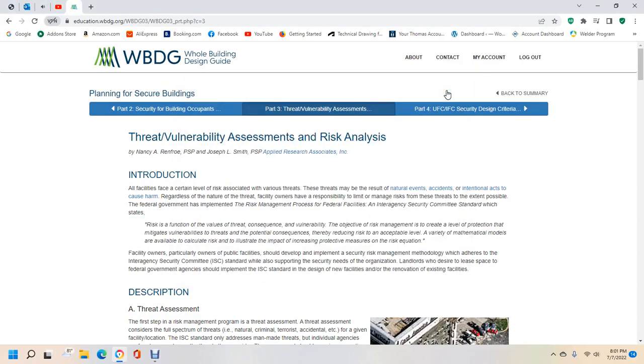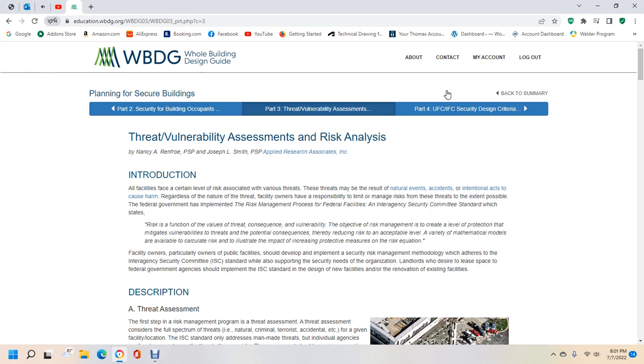Alright, Whole Building Design Guide, Part 3: Threat and Vulnerability Assessment, Introduction. All facilities have a certain level of risk associated with various threats. These risks come from natural disasters, natural events, accidents, and intentional acts that cause harm. Because of the nature of the threats, facilities are responsible for a limited range of the risk of these threats.